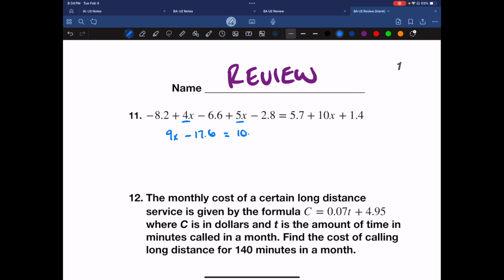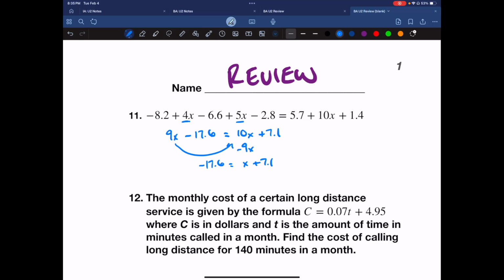Right here, I just have 10x, so I don't have to do anything with that, but I do need to add the 5.7 to 1.4, and that's going to give you 7.1. Now, this looks very similar to what we've already been doing. And again, at this point, it would be too complicated to get rid of the decimals. So I'm going to move the 9x by subtraction. Means that we have negative 17.6 equals x plus 7.1.